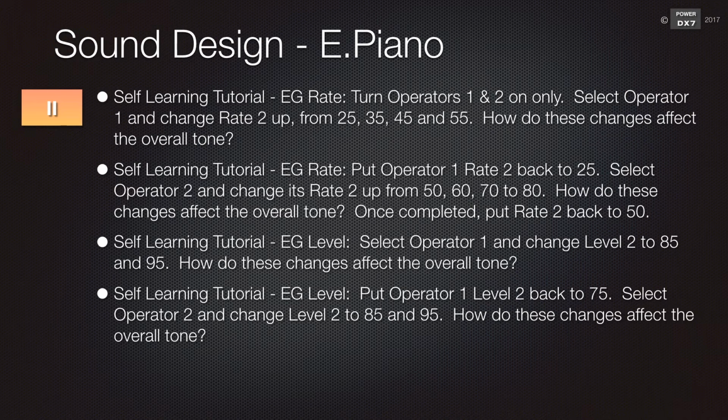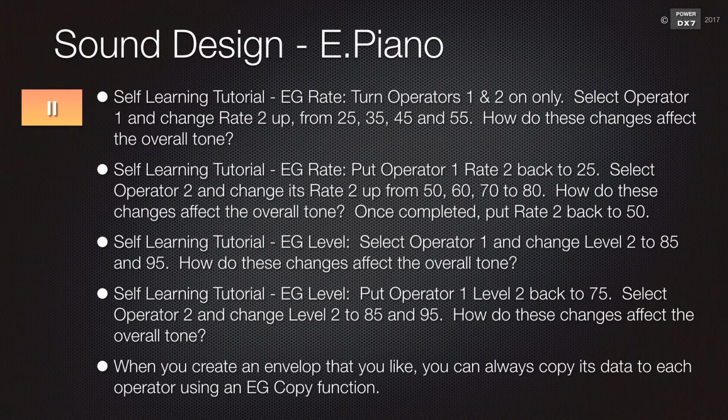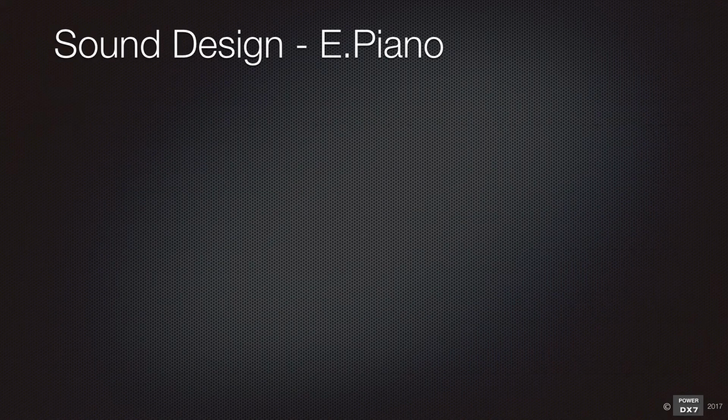Select operator 2 and change level 2 to 85 and 95. How do these changes affect the overall tone? When you create an envelope that you like, you can always copy its data to each operator using an EG copy function. Now, we will look into other priority parameters.